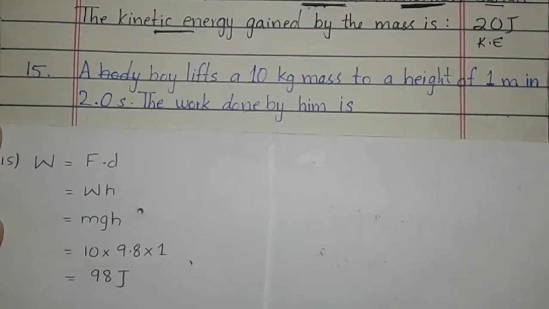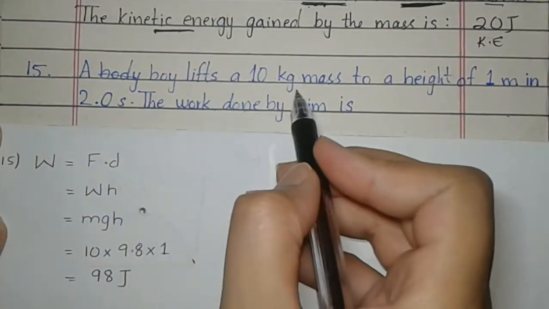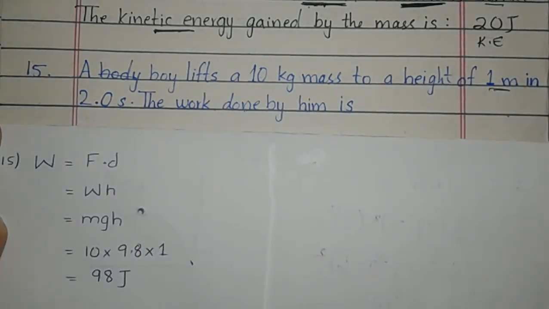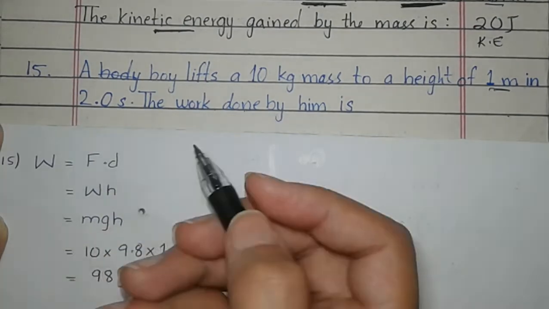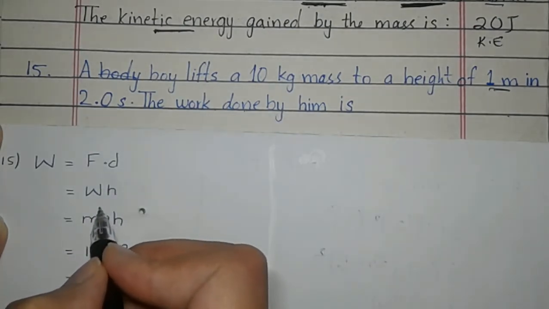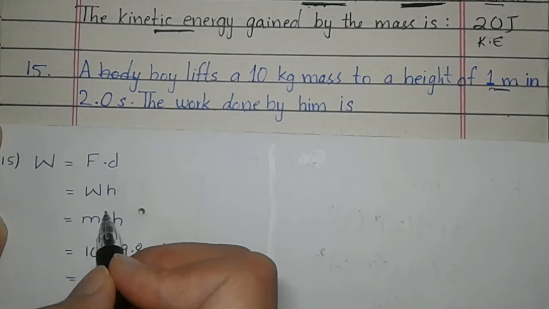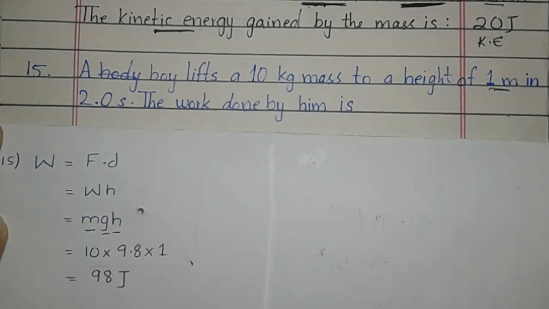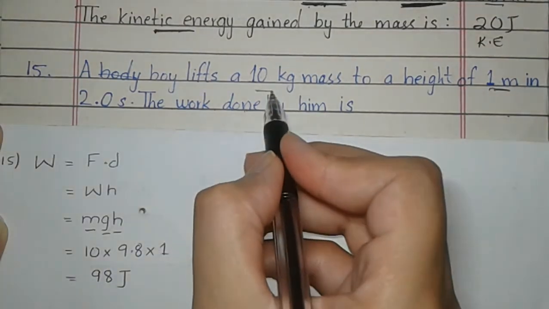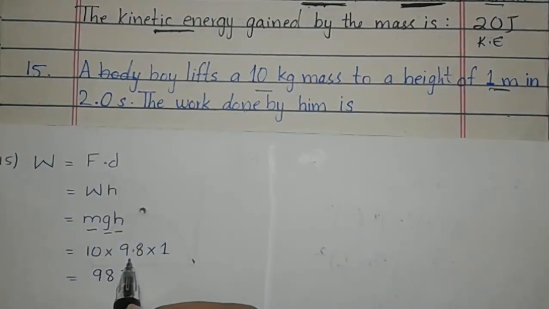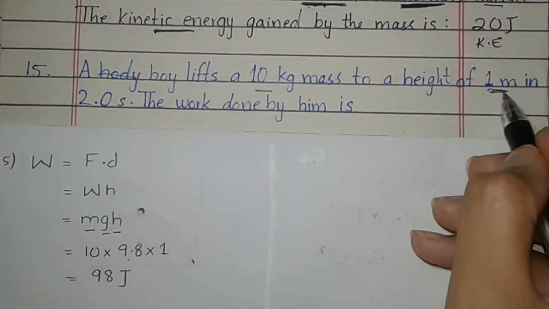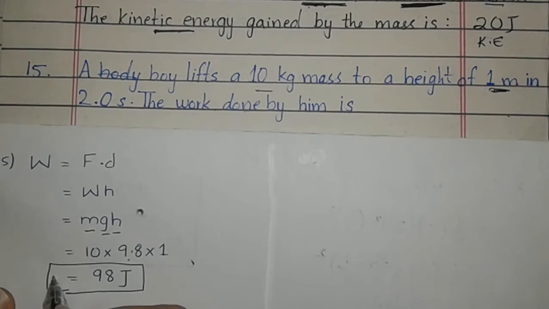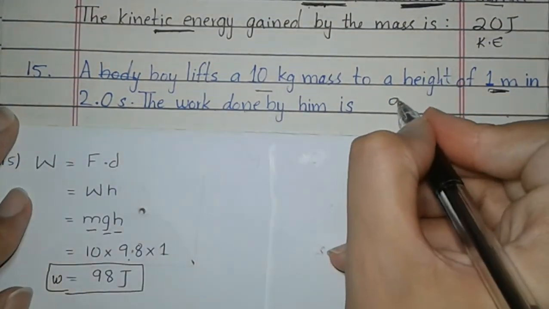Next one. A boy lifts a 10 kg mass to a height of 1 meter in 2 seconds, the work done by him. So the work done is equal to force into displacement. In case of gravitational, we use weight multiplied by height, okay? And weight is equal to mg and height h. So we know that mass is 10 kg, gravitational g is 9.8 and height is 1 meter. So when we multiply it, it will give 98 joule. Work done by him will be 98 joule.